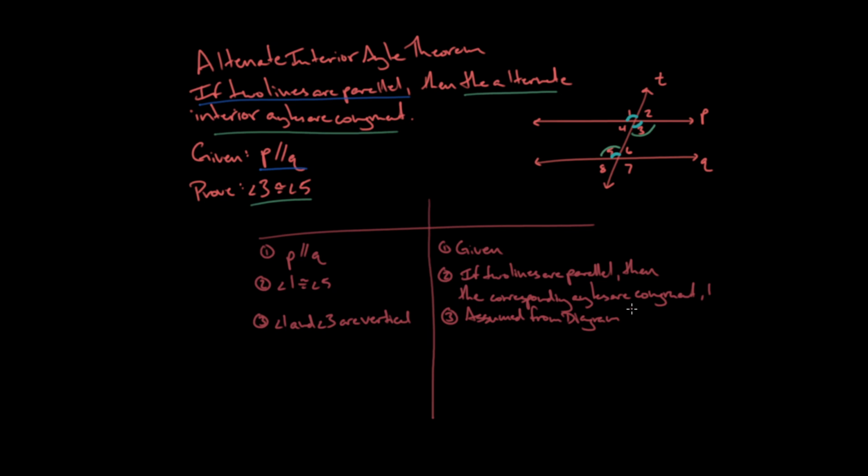Okay, so what do I know about vertical angles? I know that they are congruent to each other. Angle 1 is congruent to angle 3. My reason for that is my vertical angle congruence theorem. It says that if two angles are vertical, then they are congruent.